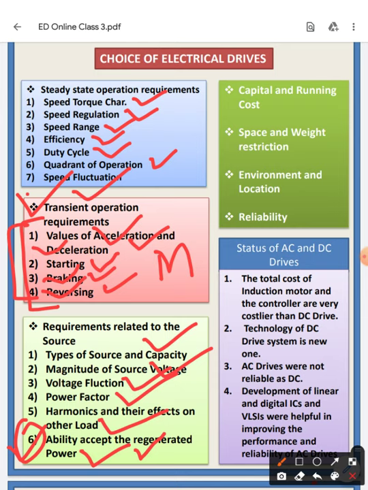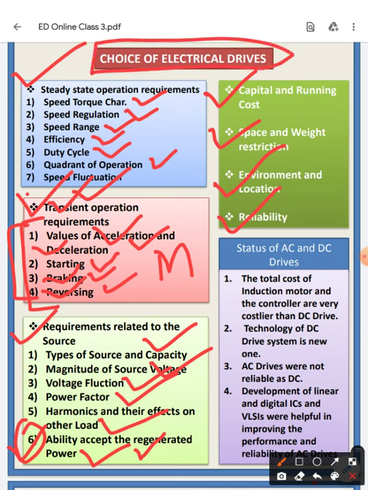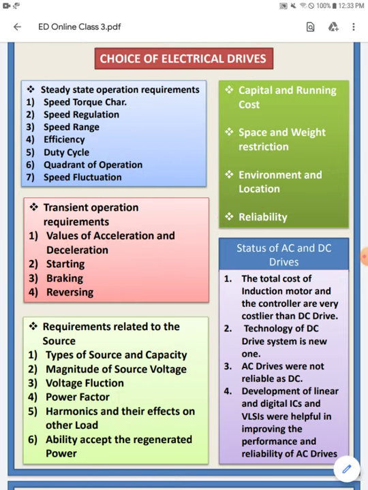So these are the 3 things: your steady state operation, transient operation, and your requirement related to your source. By taking all these 3 considerations, including another 4, that is your capacity, capital and running cost, the next one is the space and weight restrictions, and the next one is the environment and location and reliability, we need to select these electrical drives.